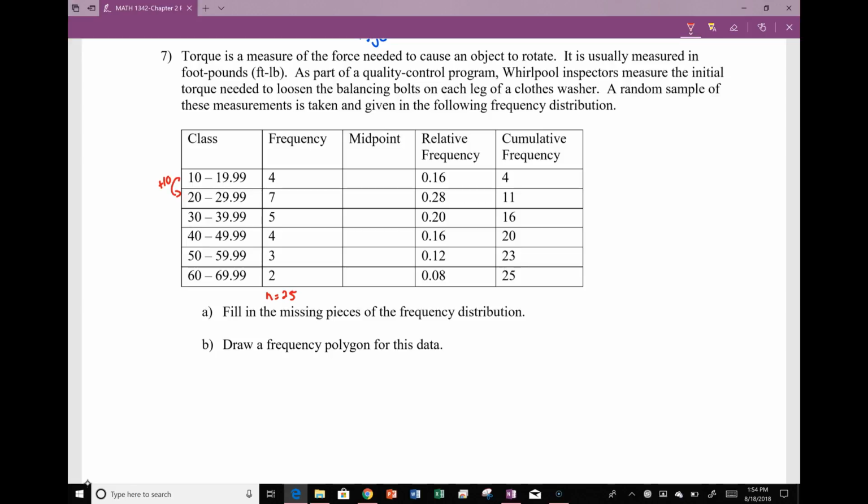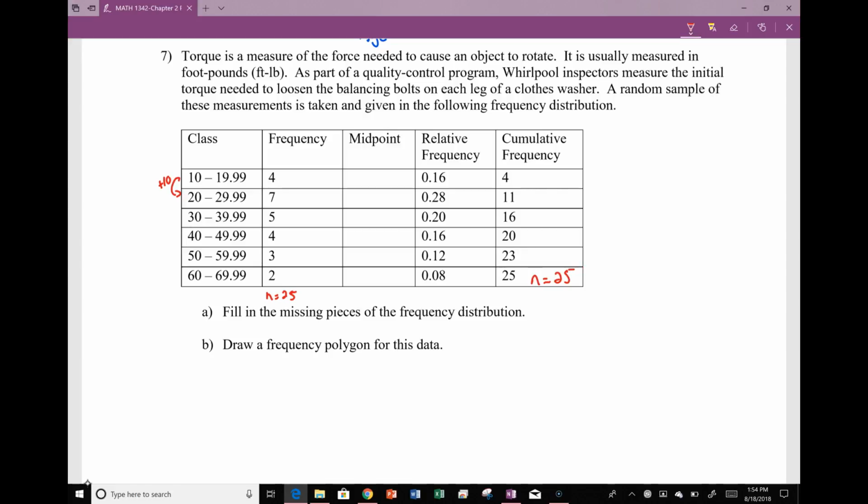We also already have calculated the cumulative frequency. 4. 4 plus 7 gives me 11. 11 plus 5 is 16. And so forth, all the way down to our end down here of 25.